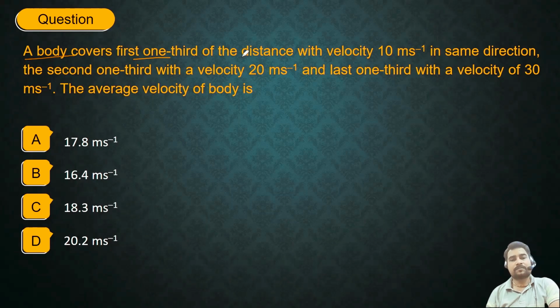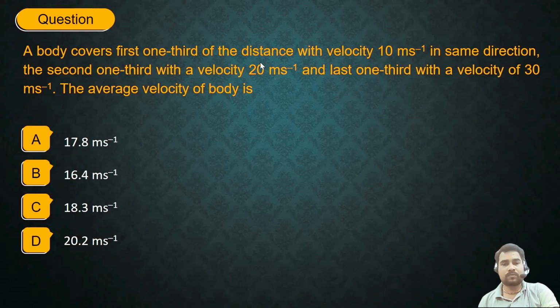A body covers the first 1/3 of the distance with velocity 10 meter per second in the same direction. In the second 1/3 with velocity 20 meter per second, and the last 1/3 with velocity of 30 meter per second. The average velocity of the body I need to determine. So this time I am assuming the body has covered overall 3D distance, overall 3D distance from A to B, B to C, and C to D.